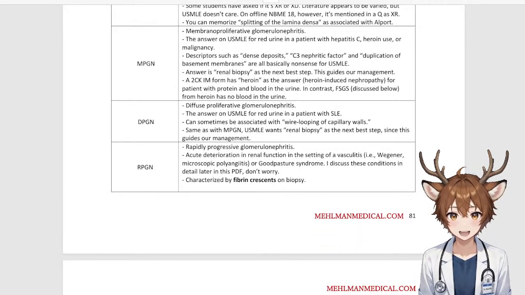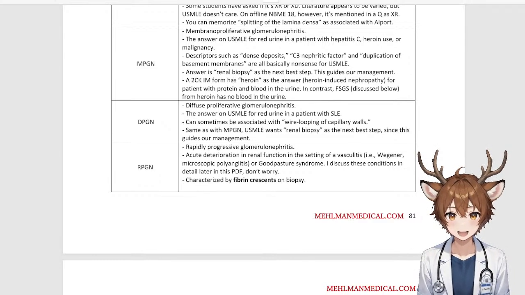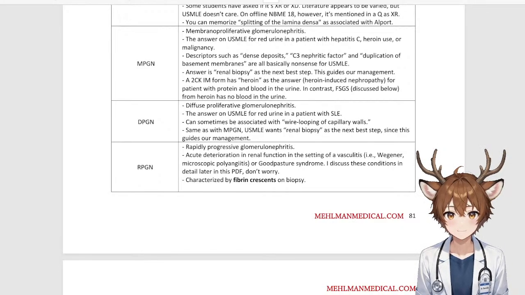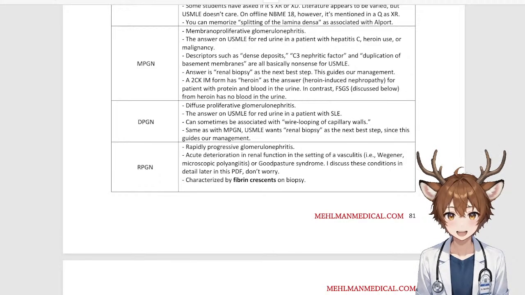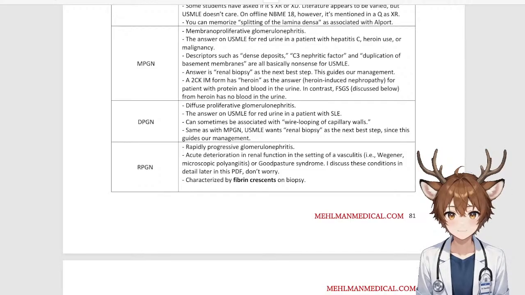MPGN, or membranoproliferative glomerulonephritis, is the answer on USMLE for red urine in a patient with hepatitis C, heroin use, or malignancy. Descriptors such as dense deposits or C3 nephritic factor and duplication of basement membranes are basically nonsense for USMLE. The answer is renal biopsy as the next best step for MPGN. Yeah, this guides our management.